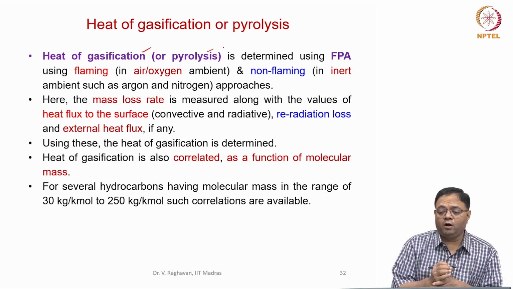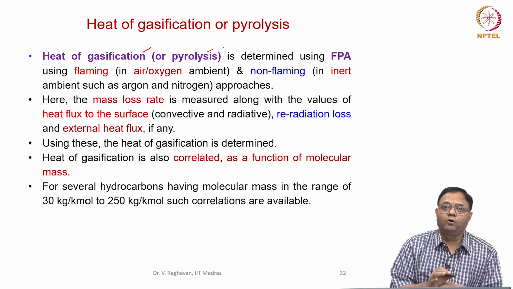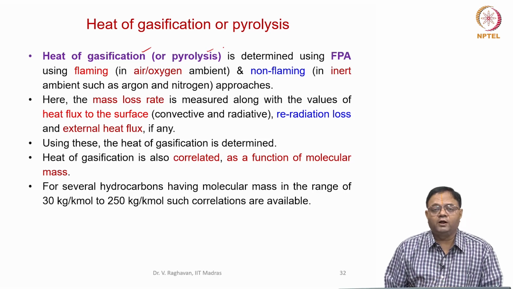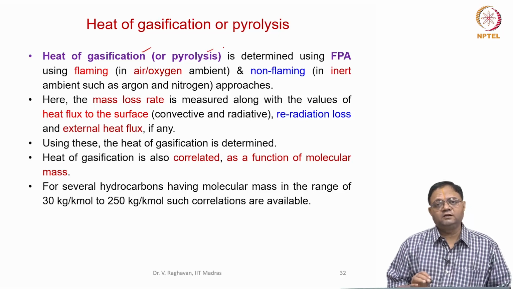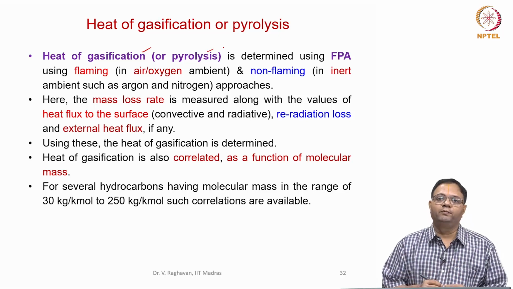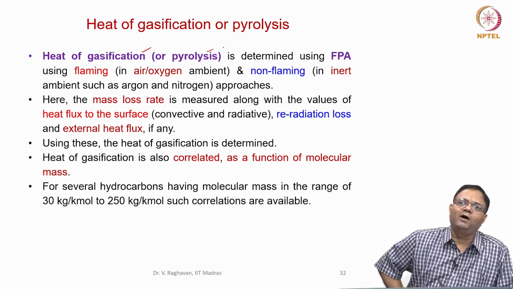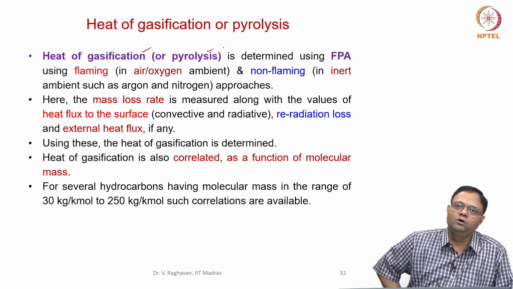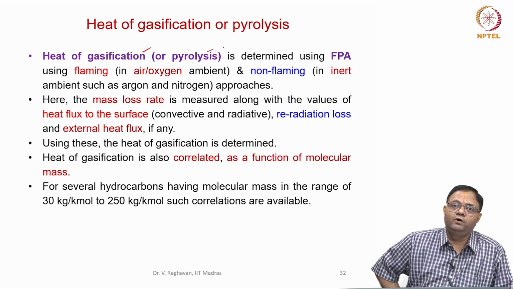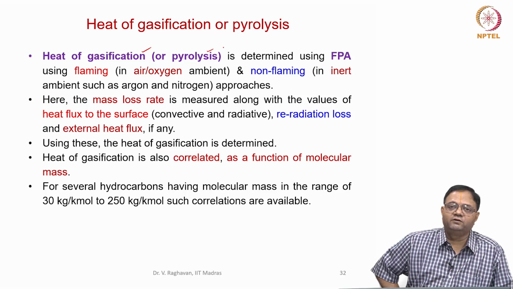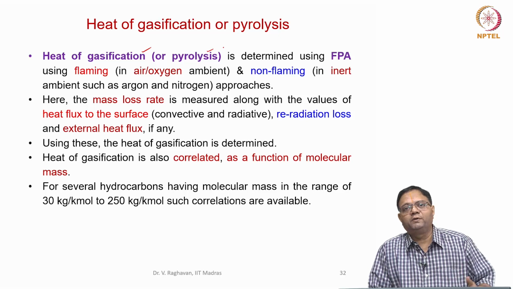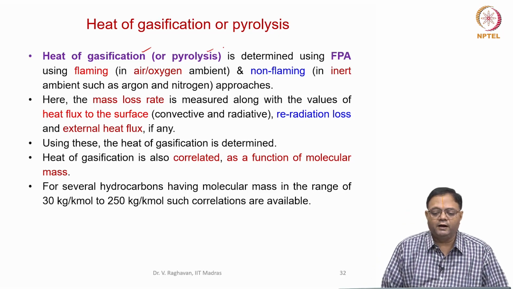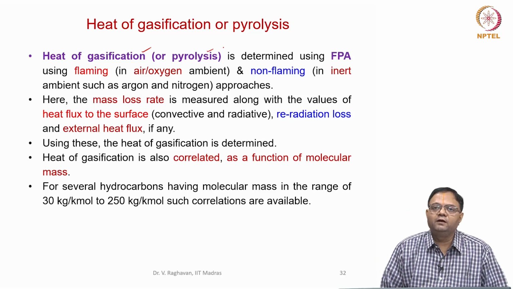I can use an air environment or a nitrogen, inert environment, so that I can have a flaming combustion over the material, or just the gases are released from the material without causing any flame, because there is no air to burn. Fuel vapors come out, but there is not enough oxygen from the ambient, which is not supplied here. So, that is the advantage of FPA, where I can change the environment and find the heat required for pyrolysis to occur.